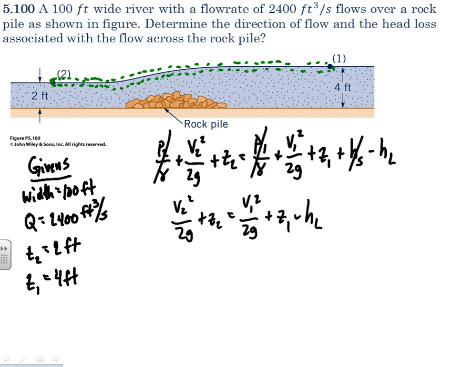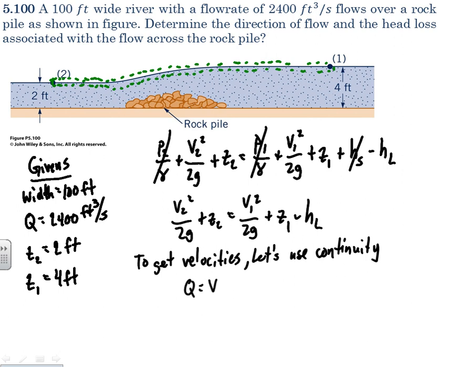So now we need to determine some values. We need to get what the velocities are. So how do we get this? To get velocities, let's use continuity. Continuity says that Q is equal to V1 times A1, which is equal to V2 times A2. So the area, we'll notice, is twice the other one because we have 2 foot by 100, and then on the other side we have 4 foot by 100. So we can then say that V2 is just going to equal 2 times V1.